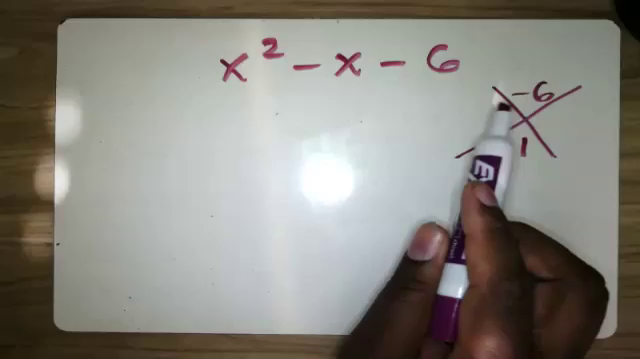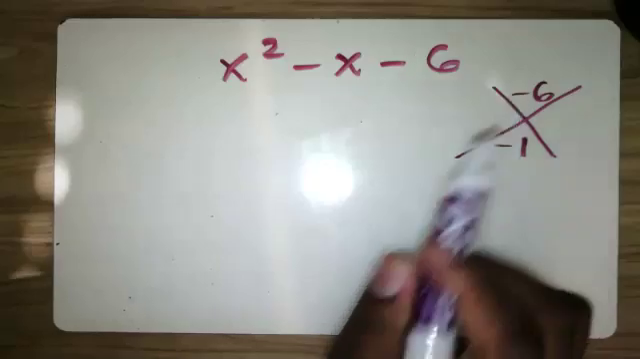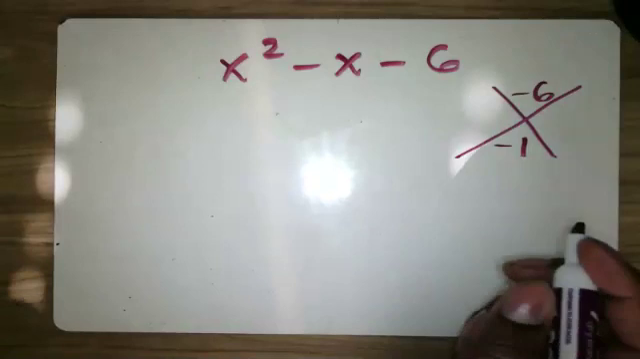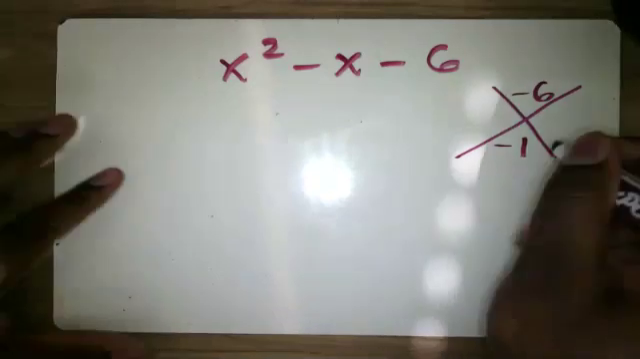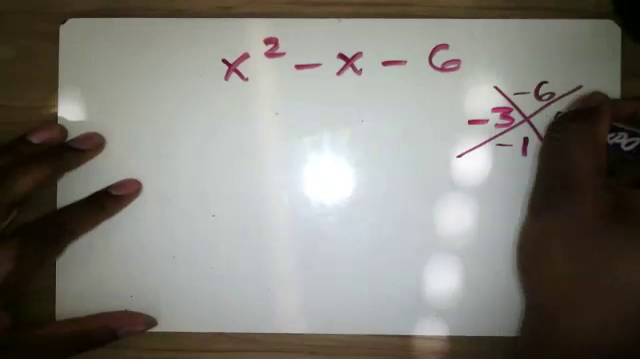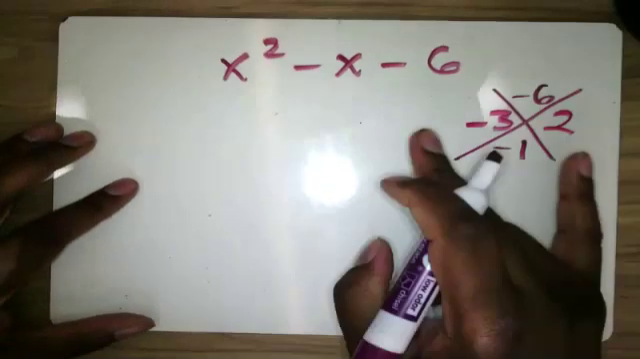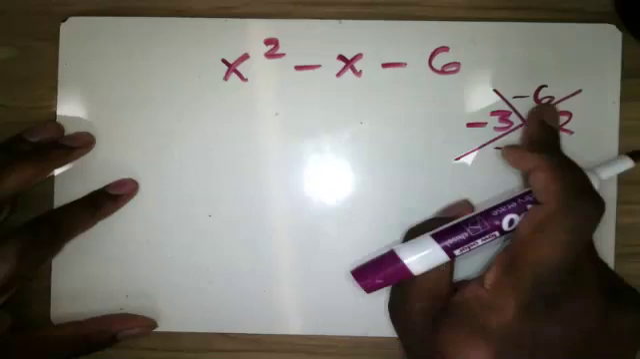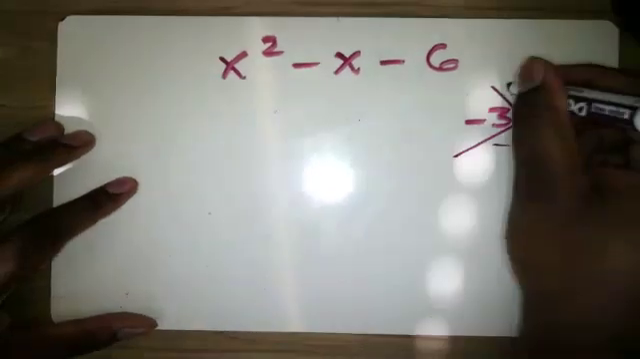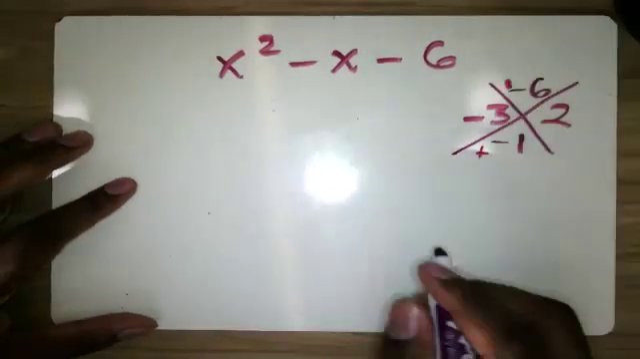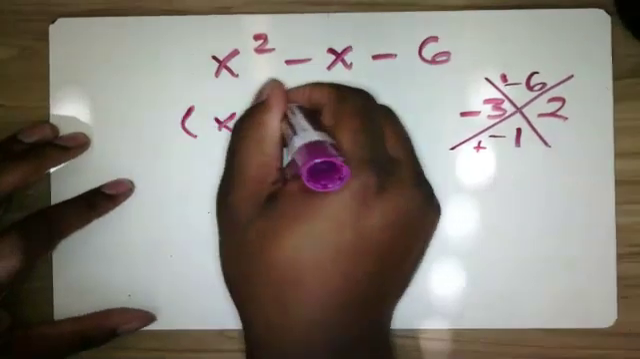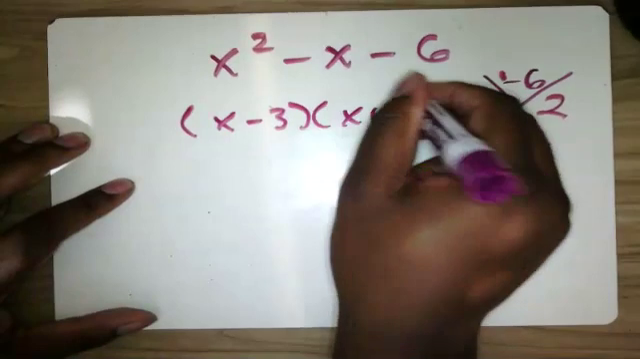If I have two numbers that multiply to give me -6, that means one's going to be positive and one's going to be negative, right? Because a positive times a negative gives me a negative. So those two numbers will be -3 and +2. -3 plus 2 gives me -1, and -3 times 2 gives me -6. So remember, times to make this one, plus to make that one. Then we're going to have (x minus 3)(x plus 2).